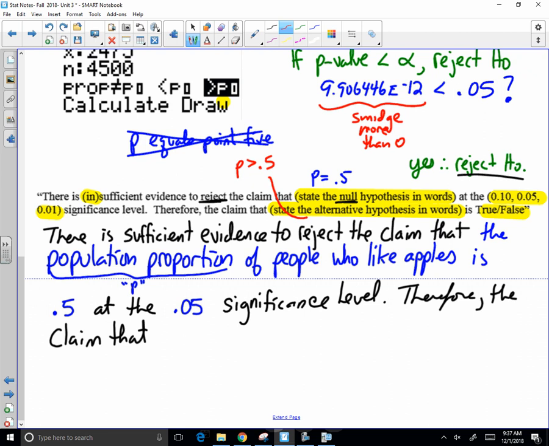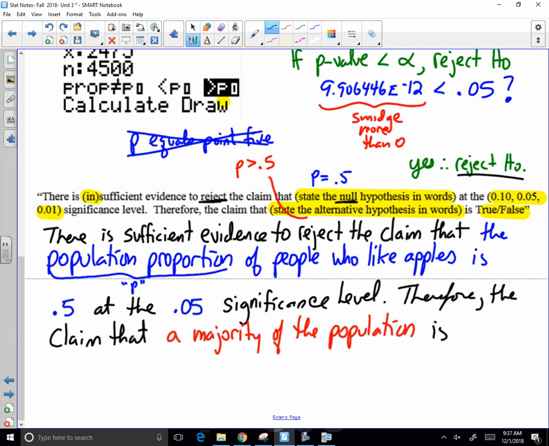So therefore, the claim that a majority of the population, that means the same thing. That would be fine. You could also write, therefore, the claim that the population proportion of people who like apples is more than 0.5. I can accept that also. But a majority of the population is a little simpler.